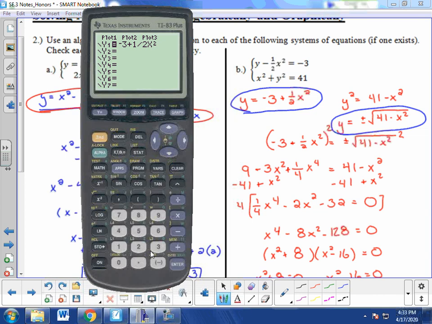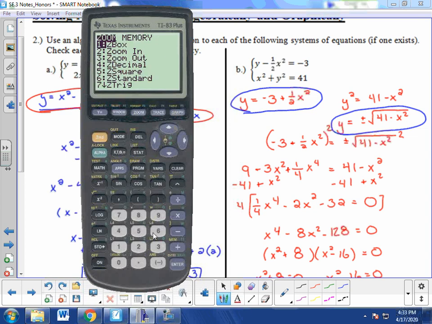I'm going to type in the expression negative 3 plus 1/2 x squared. And then remember with the square root, I'm going to need a positive option. So this is a positive square root, 41 minus x squared. And now this is a negative square root, 41 minus x squared. And I can graph those.